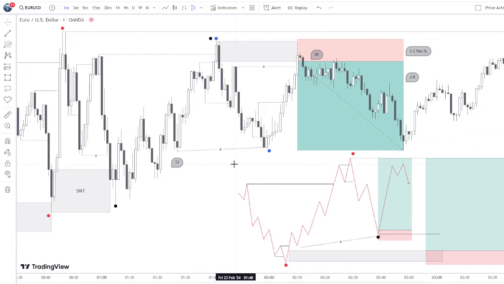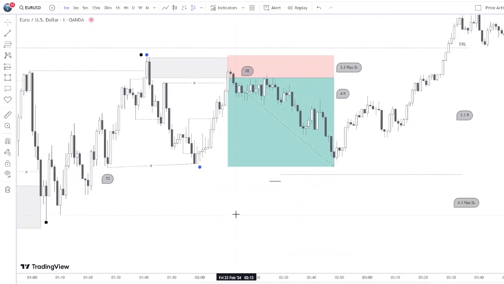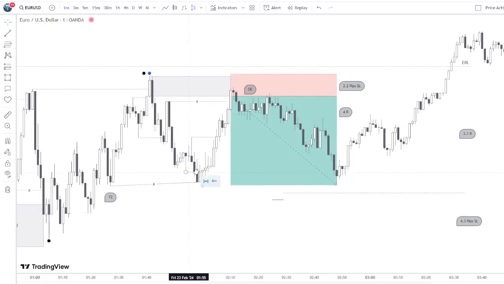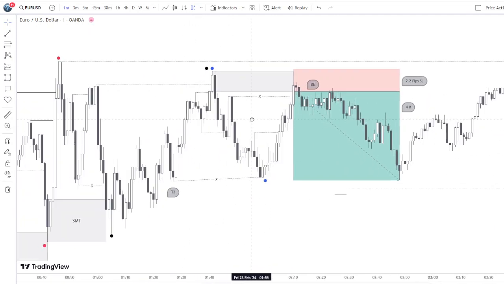Okay. After that, delete this. After it gave me an opposite QM, it gave me a range which I marked as the blue range. So what do we have here? Run on liquidity, break of structure. Run on liquidity, break of structure. This is an internal range. Okay. Then what did I see?